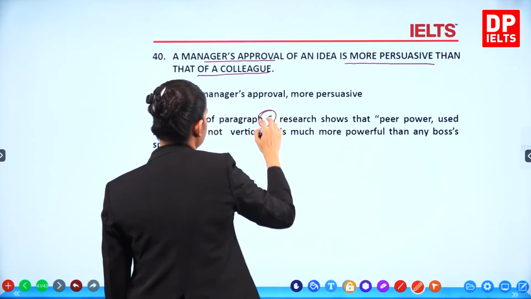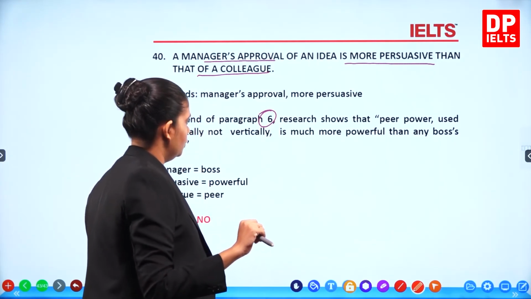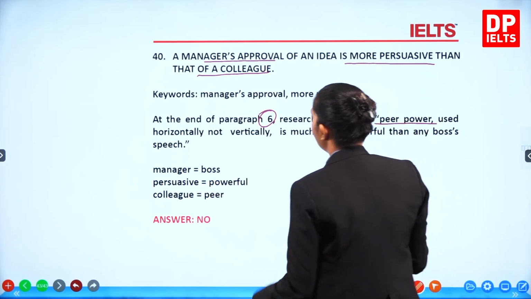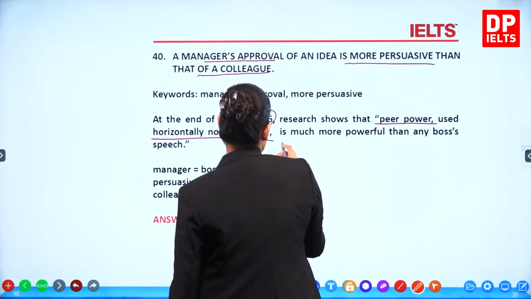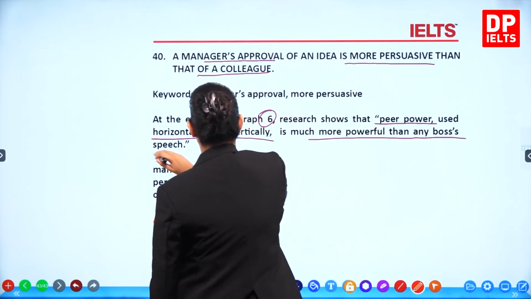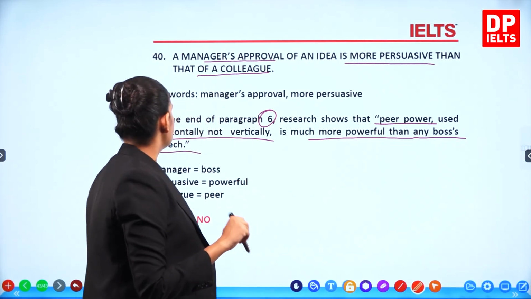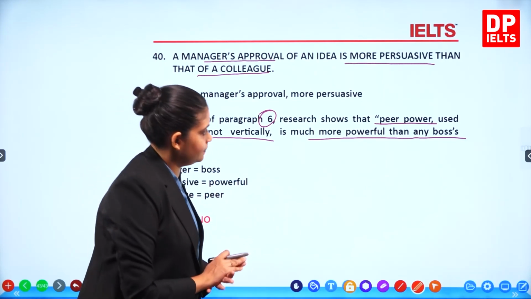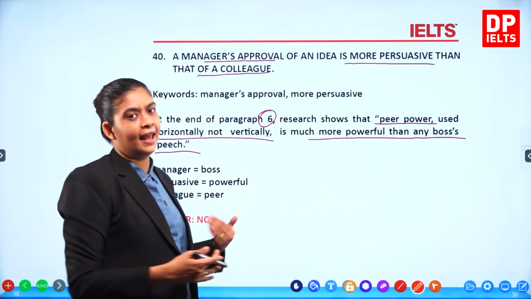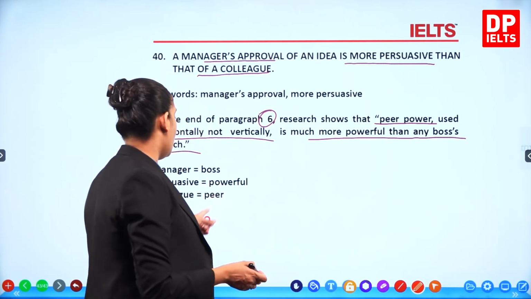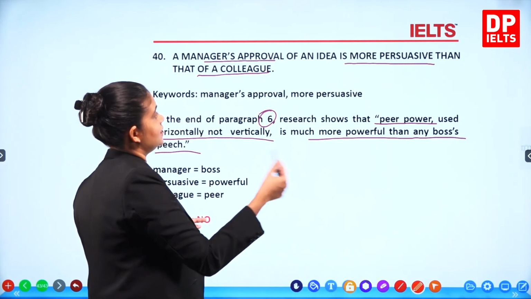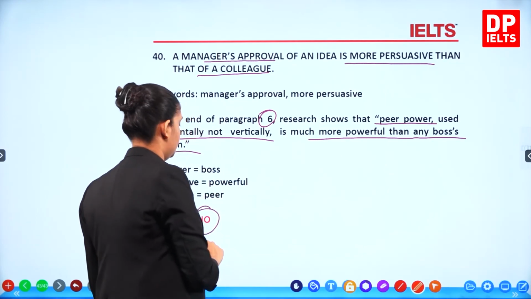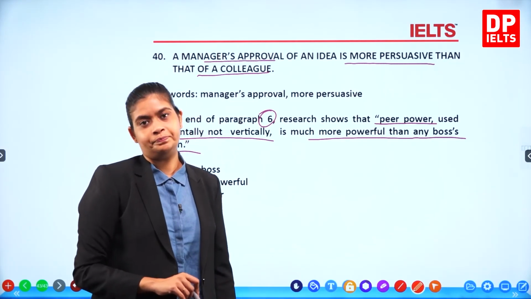Go to para 6 and go towards the end. Research shows that peer power, peer means your colleague, used horizontally, not vertical, is much more powerful than any boss's speech. Okay, so boss means obviously manager. Actually, a colleague's power is more than any boss's speech that you can get. So the statement says the boss's idea is more persuasive. No, the peer or colleague's is more persuasive. So the answer is no.